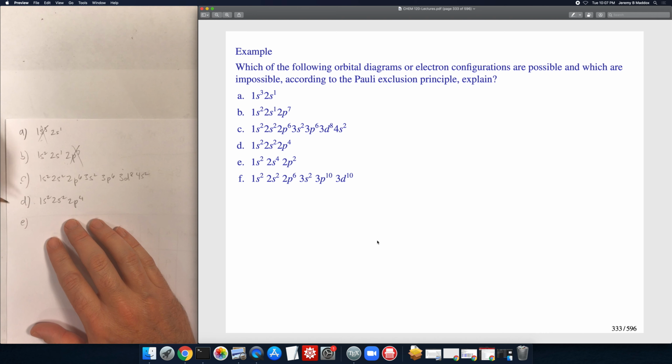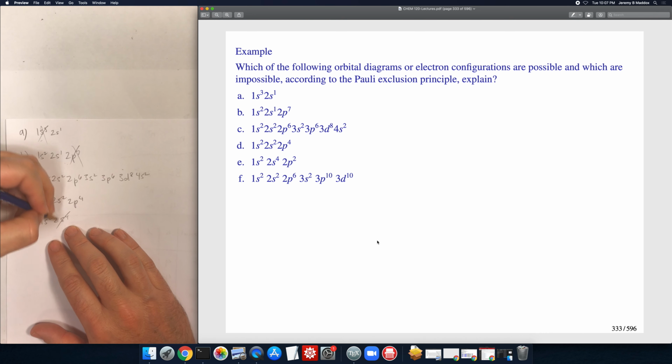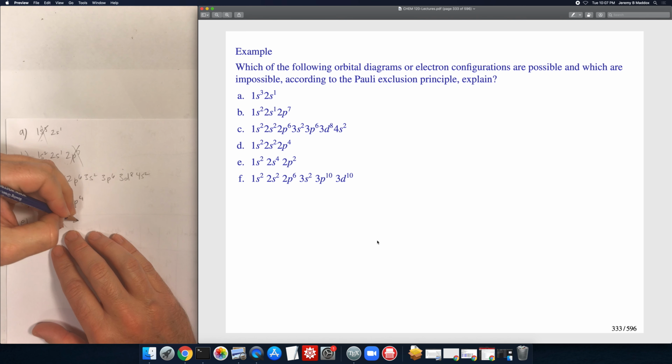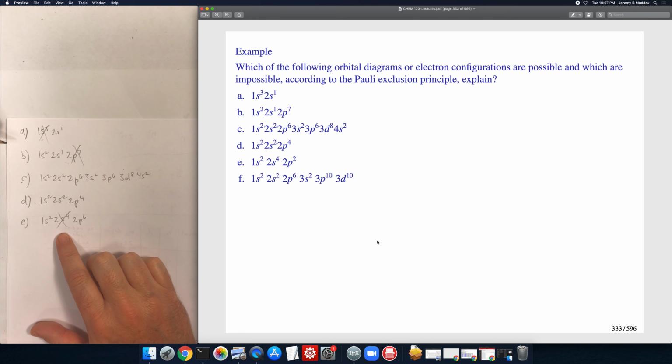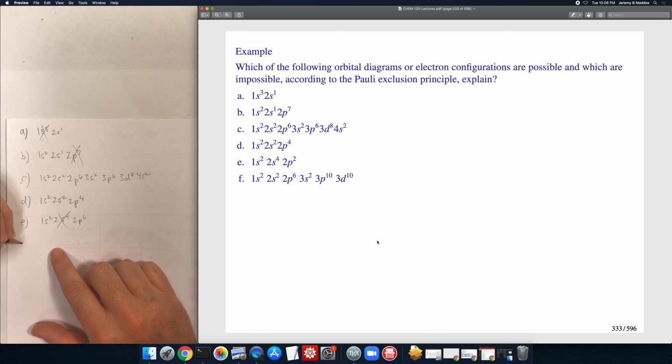For a moment there I looked at part E, 1s2, 2s4. We know that that's not going to be good, right? You can't have 4 electrons in a 2s orbital because there's only one unique spatial orbital that can hold at most 2 electrons. So that's not acceptable.